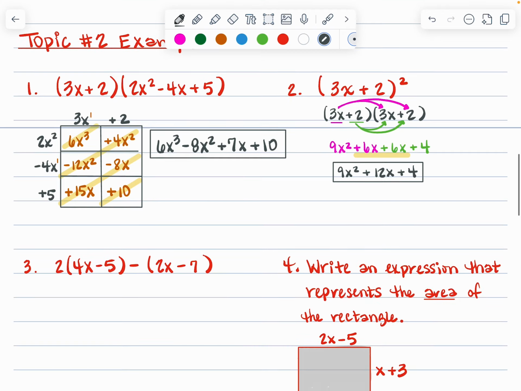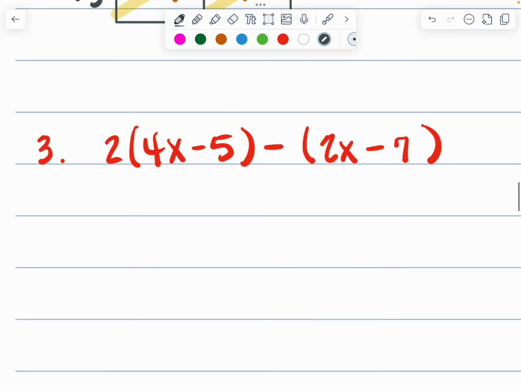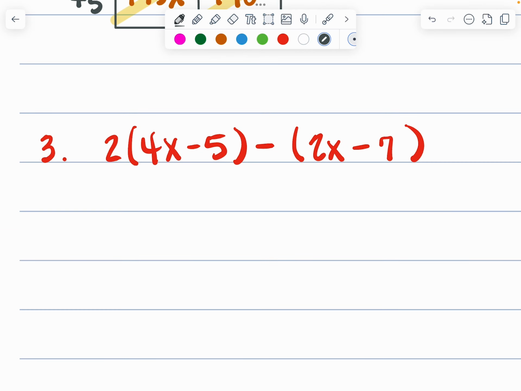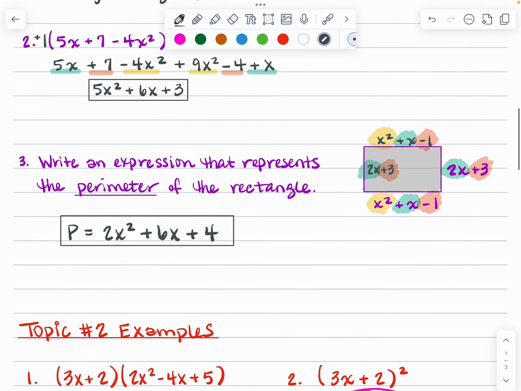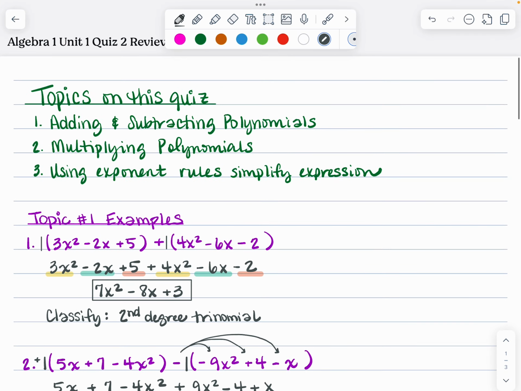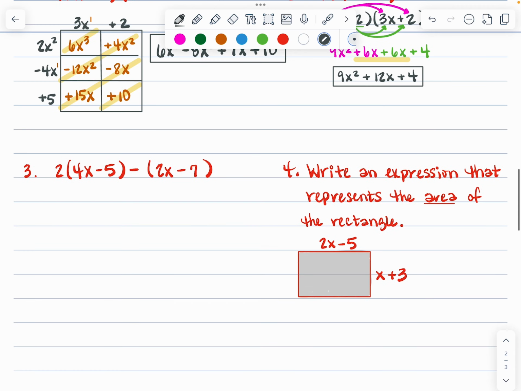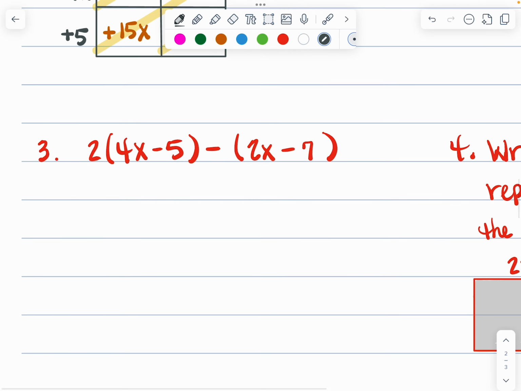Okay? All right, I threw number 3 on here because this is like a combo. This is a combo of multiplying and adding and subtracting. So here we go. We definitely have parentheses, so we want to make sure that we're paying attention to the number multiplier that's in the front. So we are going to distribute, right?